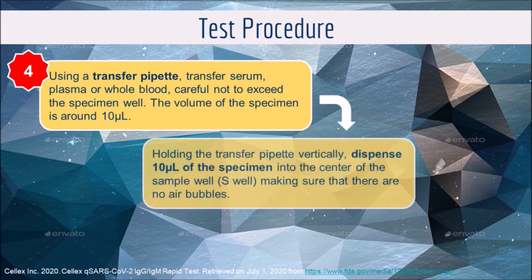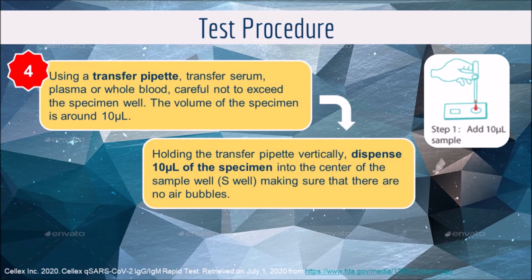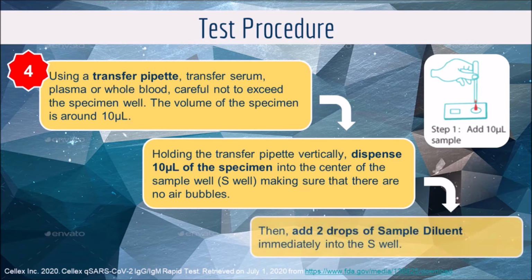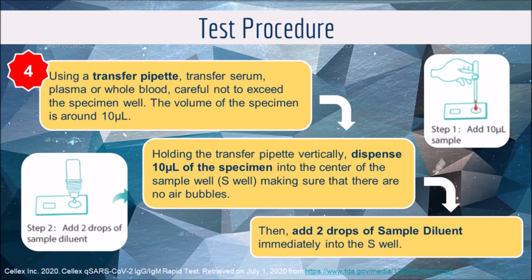And then by using a transfer pipette, we need to transfer 10 microliters of the specimen, which is the serum, the plasma, or the whole blood, into the center of the sample well or specimen well, and make sure that there are no air bubbles and the volume shall not exceed the well. Then add 2 drops of the sample diluent immediately into the well.